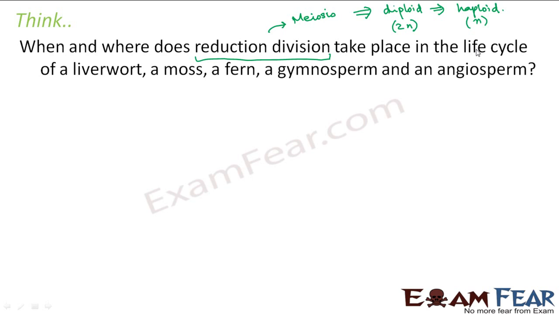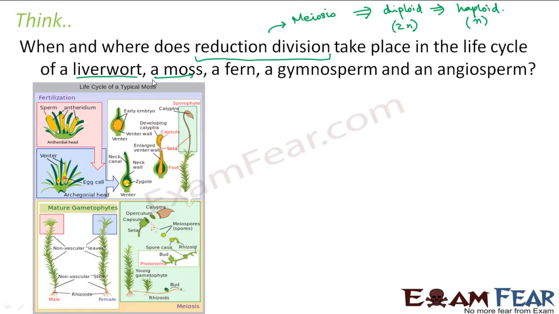So let us first talk about a liverwort. Now a liverwort and a moss, they both fall under the category of bryophytes. So let us talk about bryophytes first. So in bryophytes, where do you think this happens? That is, the zygote forms the sporophyte and then this sporophyte gives rise to spores. So zygote was diploid, sporophyte was again diploid, but the spores were haploid. So this was the place where reduction division actually occurred.